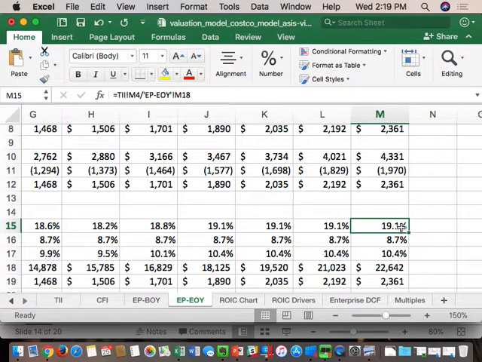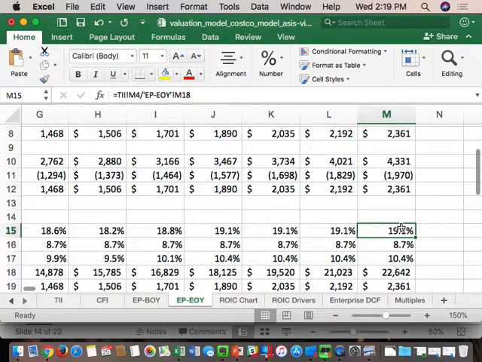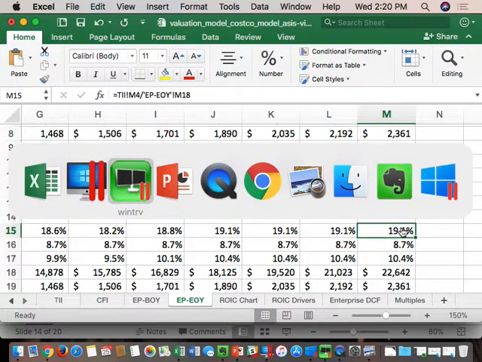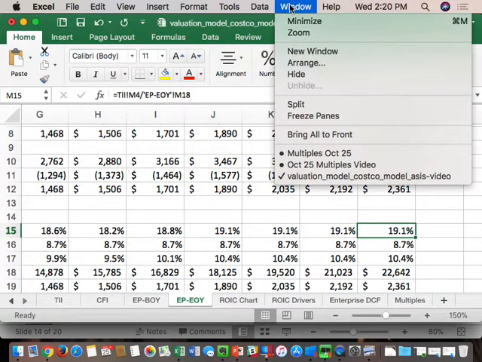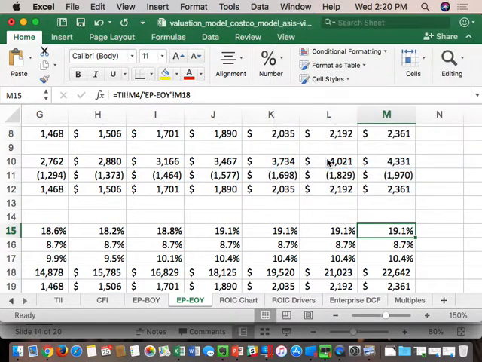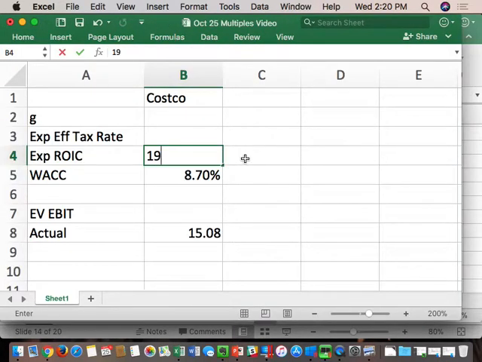And the thing about Costco is they've been pretty predictable as we looked at them. So I think the analysts are probably going to assume that they're going to keep maintaining their margins, maintaining what they do in the future. I don't think they're going to use a dramatically different ROIC for Costco in the future than in the past. So I think 19.1 plus or minus a little bit is a reasonable number. So let's go back to our multiple spreadsheet and we'll put in 19.1%.